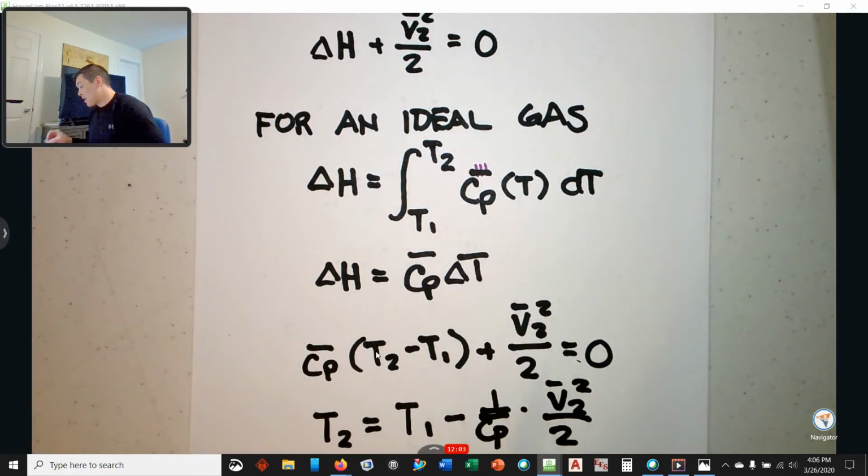This is telling us that the temperature of the gas as it's exiting relates to the temperature of the gas in the container. If it's just at room temperature, we have a high pressure, room temperature gas on the inside. And then T2 is going to be relative to not only the velocity, but the velocity squared, right? We're going to subtract off 1 over Cp times this velocity squared.